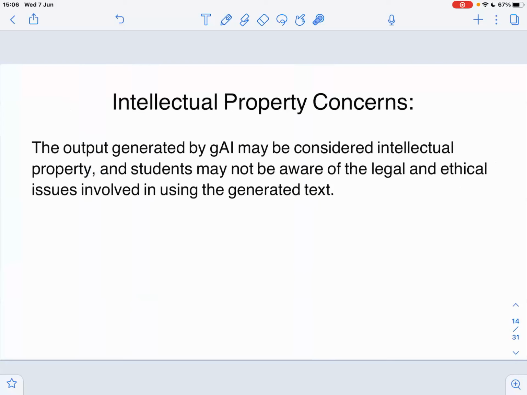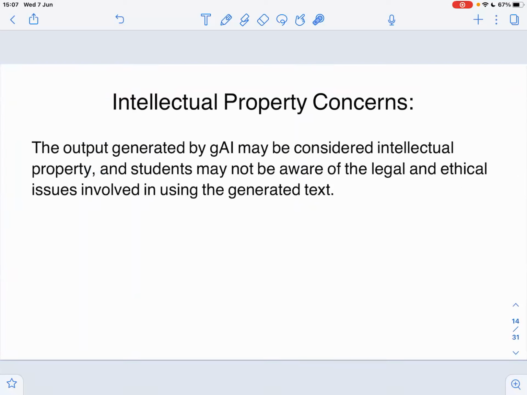Intellectual property. Who actually owns what a generative AI produces? Who owns the images, for example, that Midjourney produces? Who owns the text that people generate to write books, to write novels? So we need to be very careful with that.